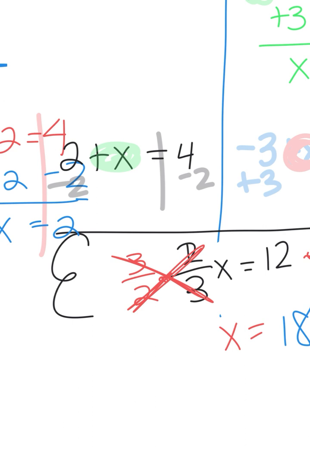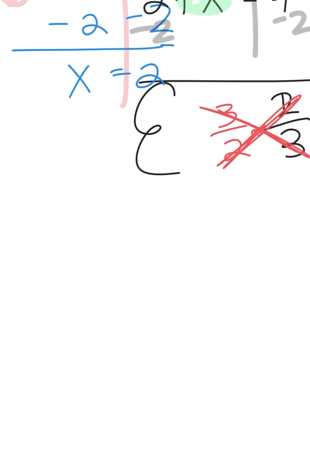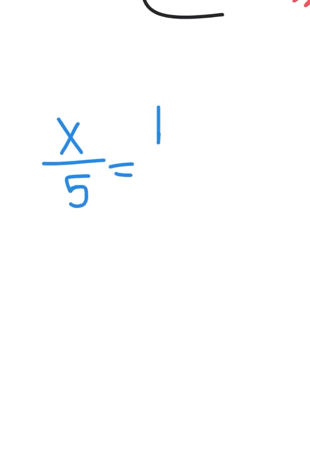All right, get your paper still ready a little bit more. I'm going to give you some problems. You're going to identify what you should do. So let's say you had x over 5 equals 11. What should you do to both sides? The answer should be multiply by 5.